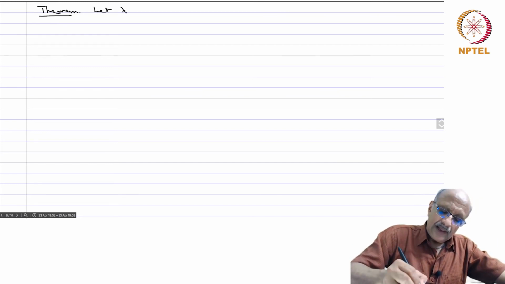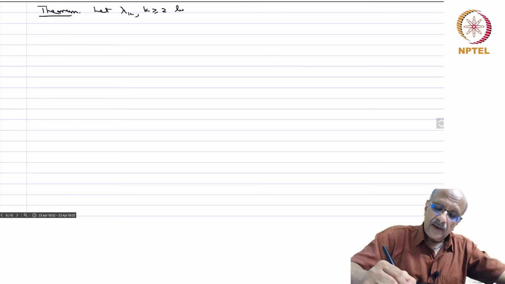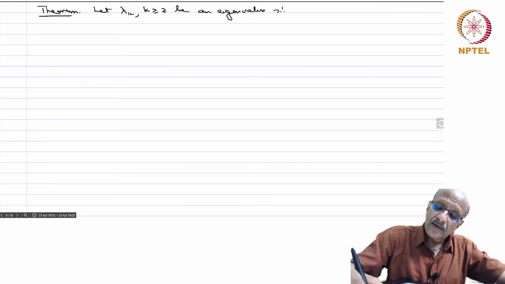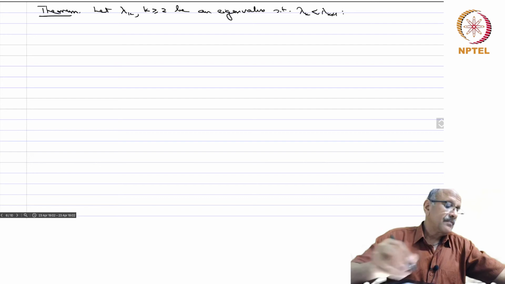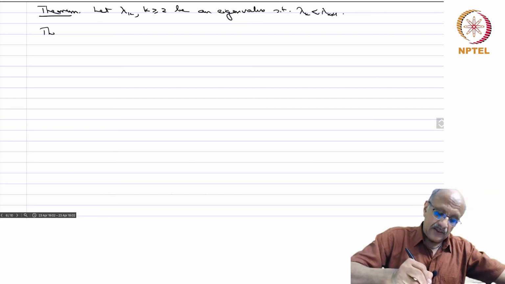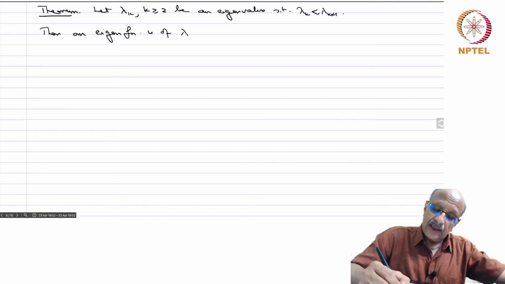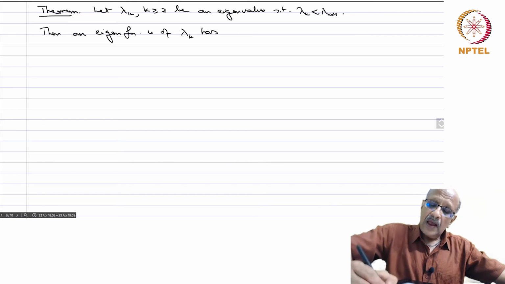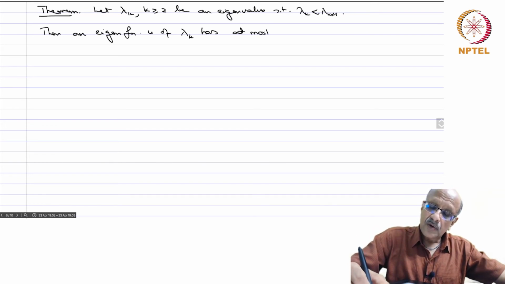Let λ_k, k ≥ 2, be an eigenvalue such that λ_k is strictly less than λ_{k+1}. Then an eigenfunction u of λ_k has at most k nodal domains.